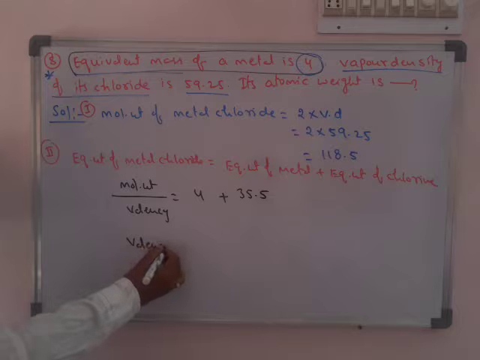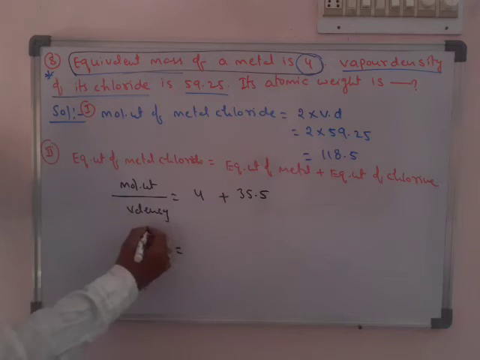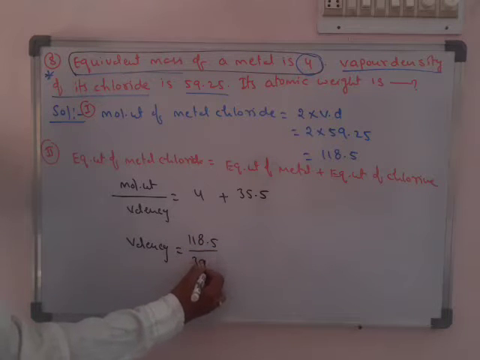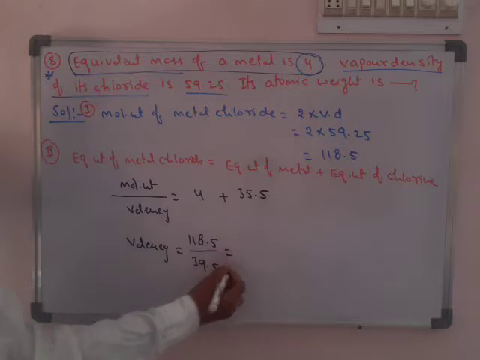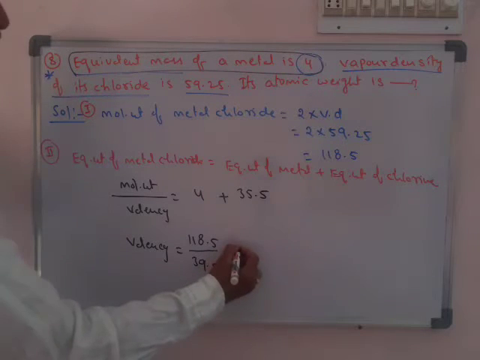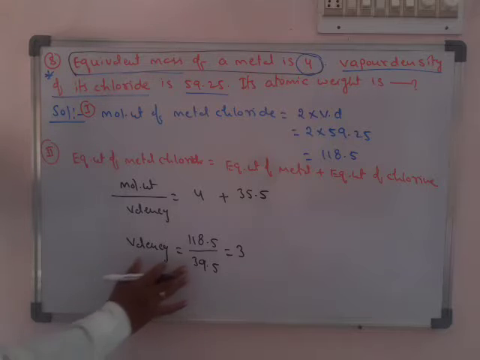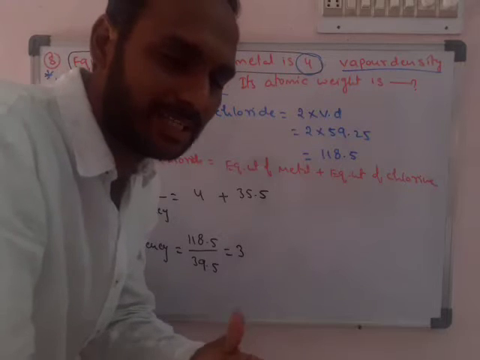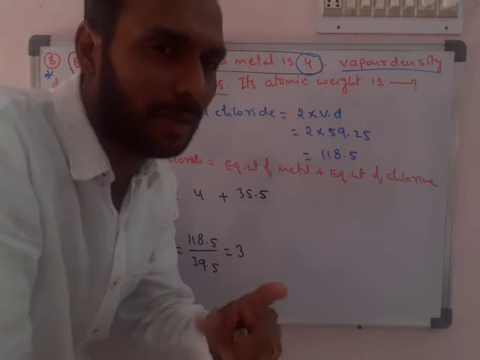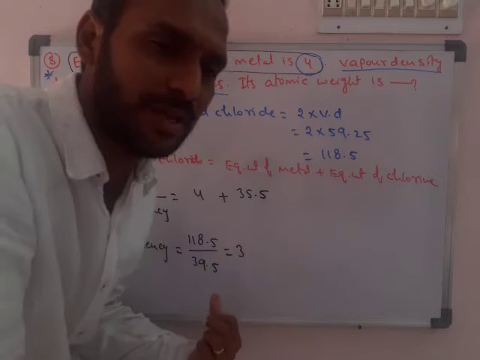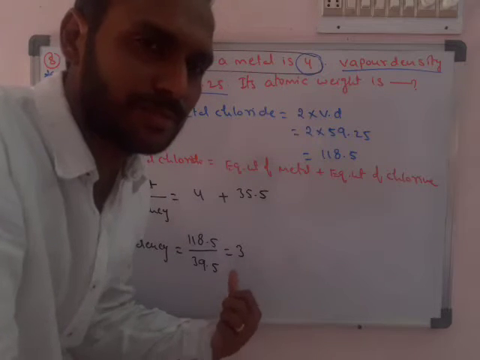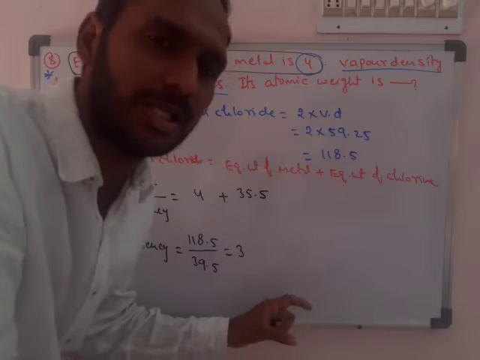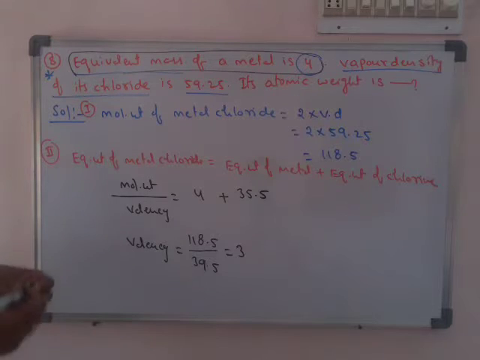Next, we know the molecular weight too. So we can write the valency is equal to the molecular weight divided by the equivalent weight. What is the molecular weight? 118.5 by 39.5. On this calculation, we get exactly 3. That means the valency of the metal is 3, so M is M plus 3. We said we don't know the exact formula, but with the help of the molecular weight and the equivalent weight formula, we find the valency.